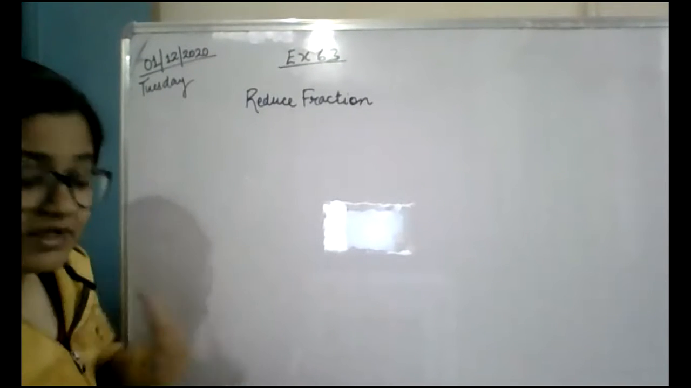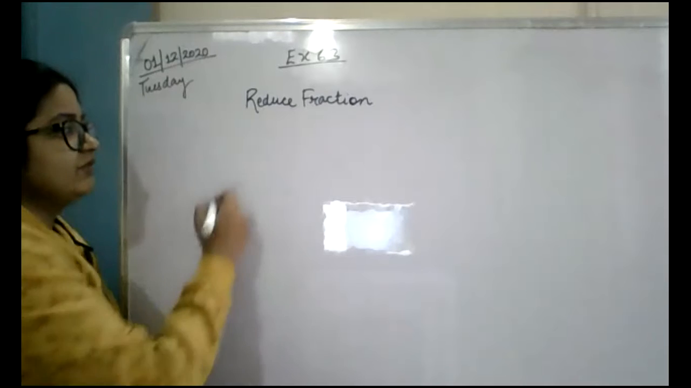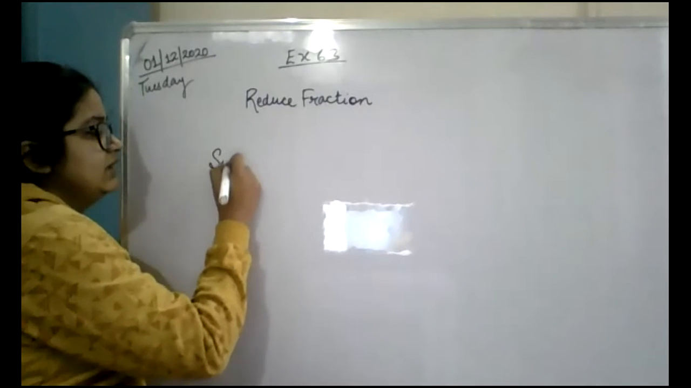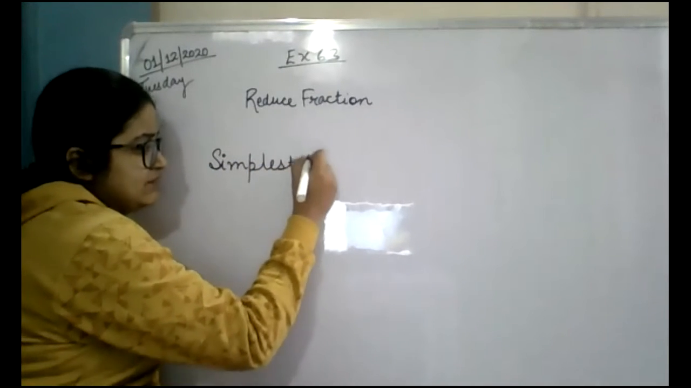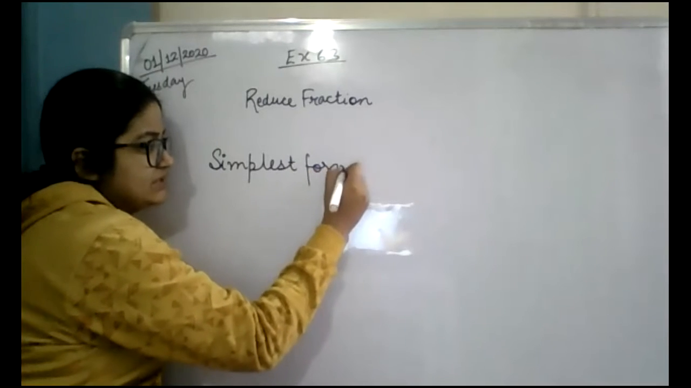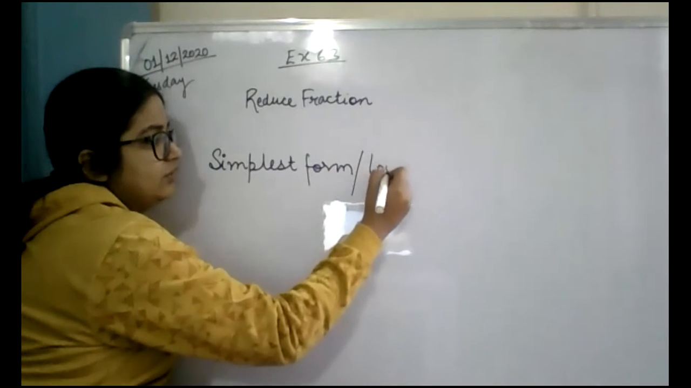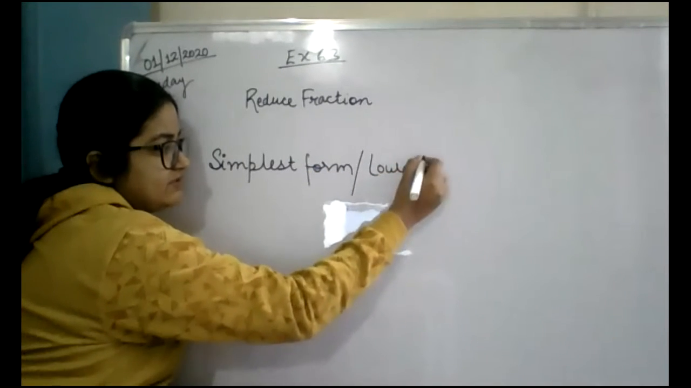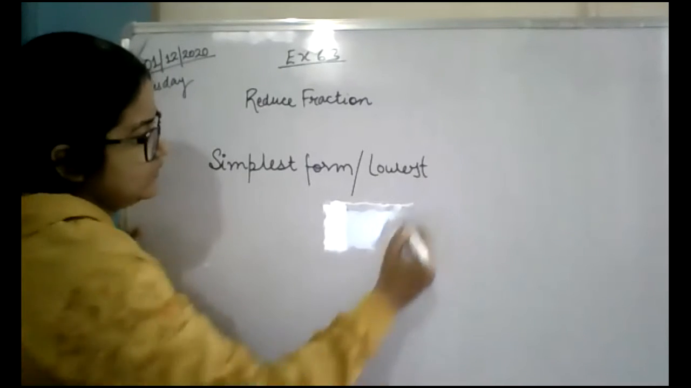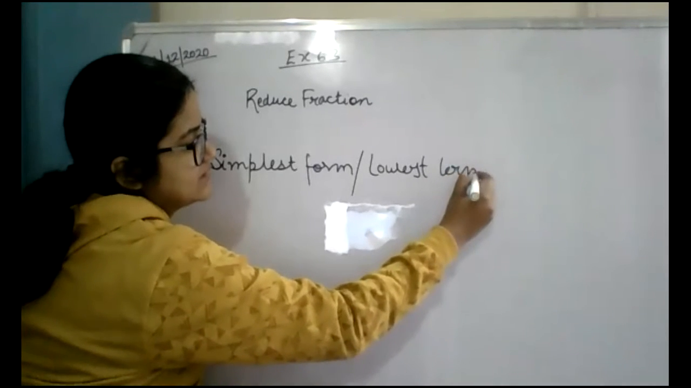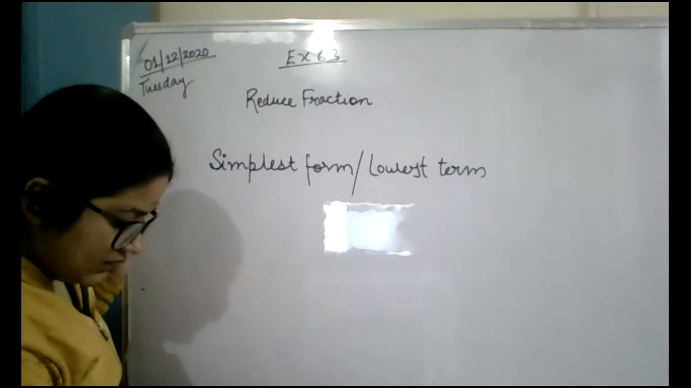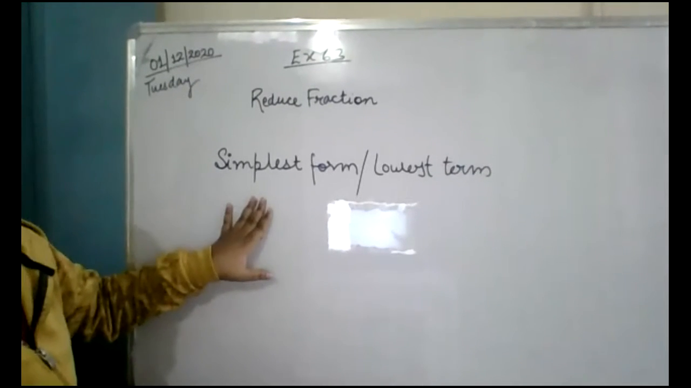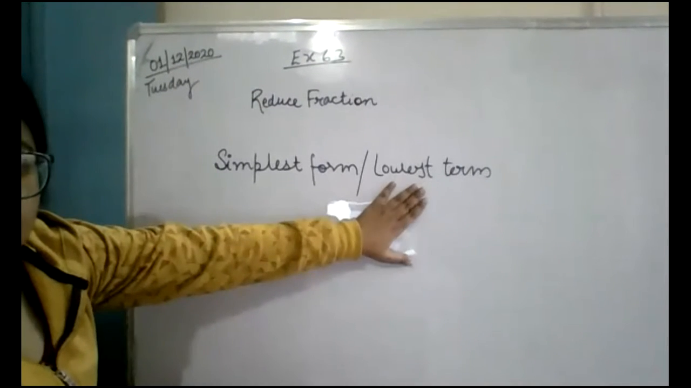To simplest form. Beta, before knowing what is simplest form, there will be two terms. Simplest form. What is simplest form? Or lowest term also we can say. Lowest form. We can say simplest form also. We can say lowest term also.